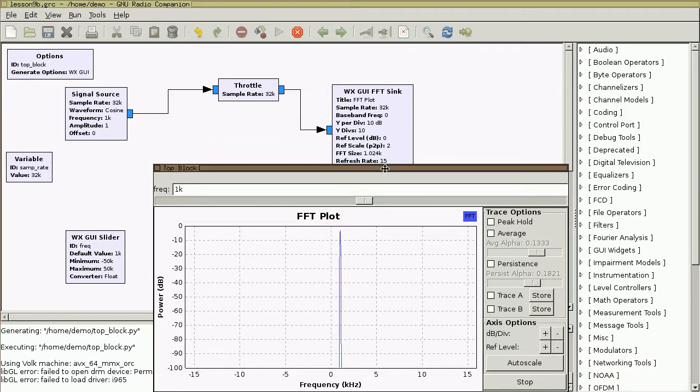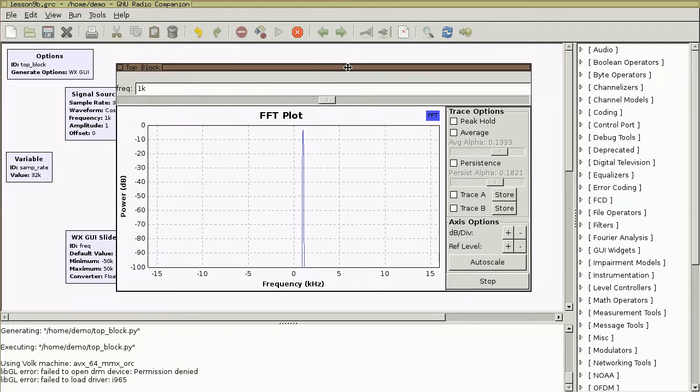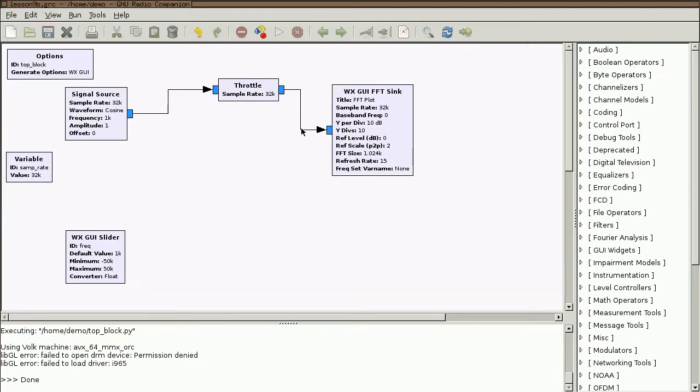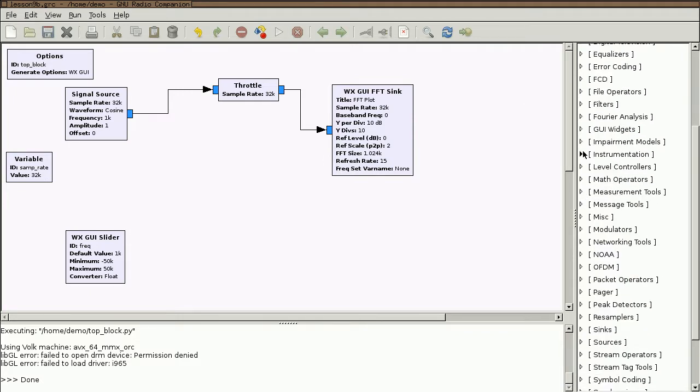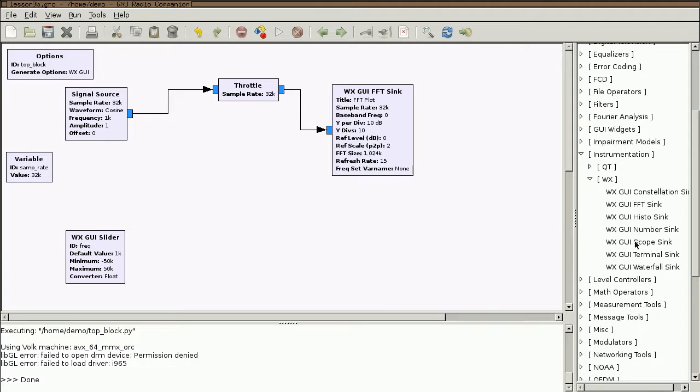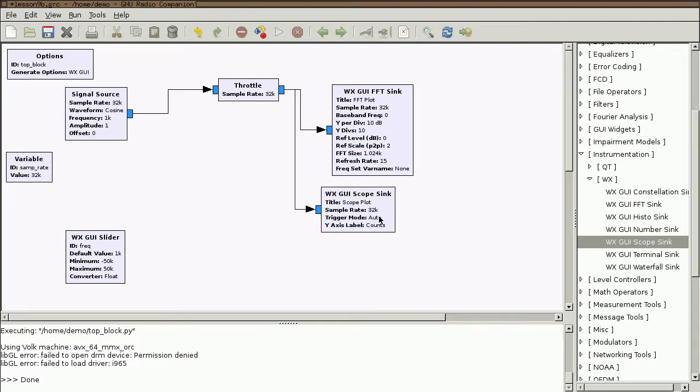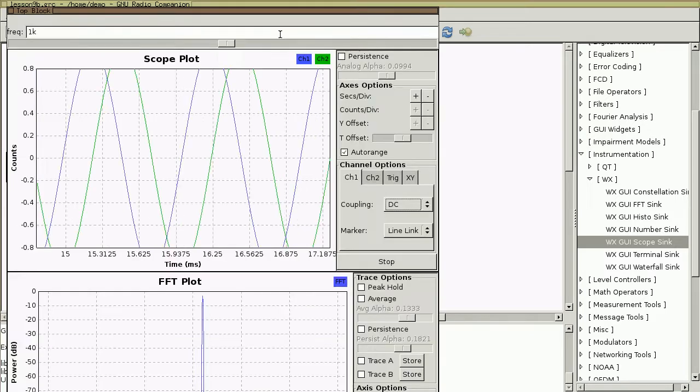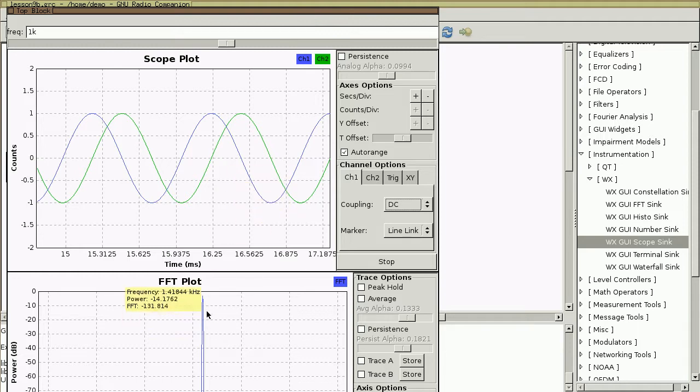Now in the exercise or the homework for lesson 4, I asked you to add a scope sink to this flow graph. So we'll go in and look at Instrumentation, WX Scope Sink, and add this so we can scope the output, or look at the time domain representation, at the same time that we look at the FFT, or the frequency domain representation. And this is what it looks like. We see a spike at 1 kilohertz, and here we see what appears to be a 1 kilohertz cosine wave.